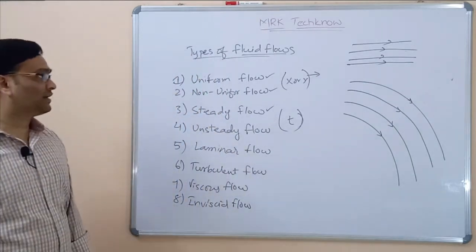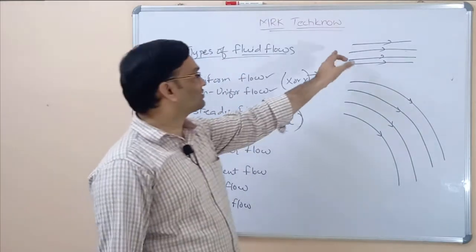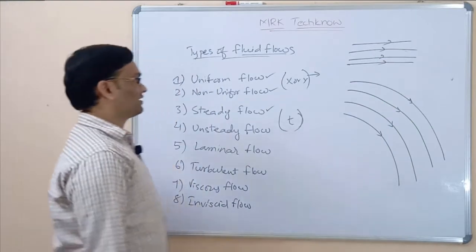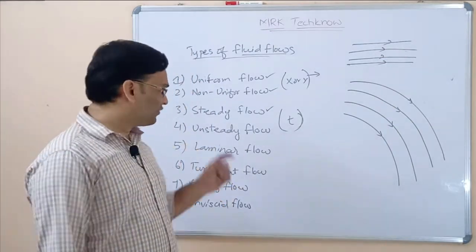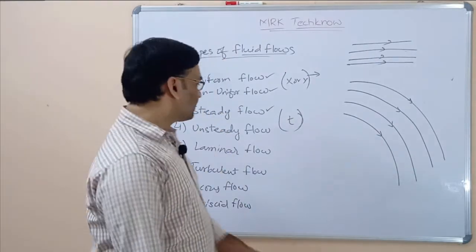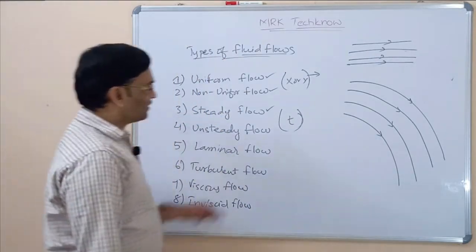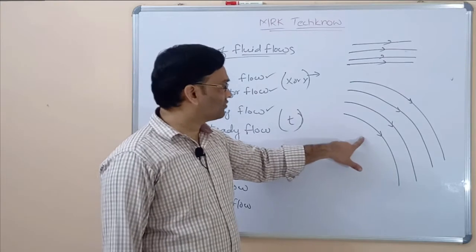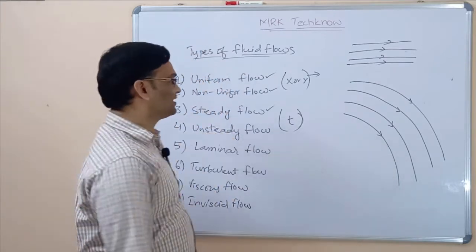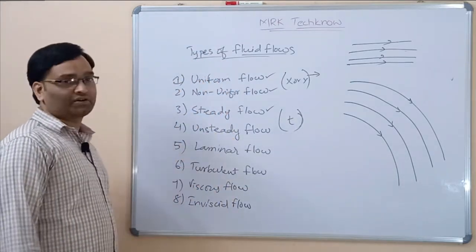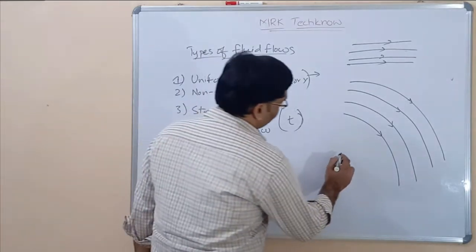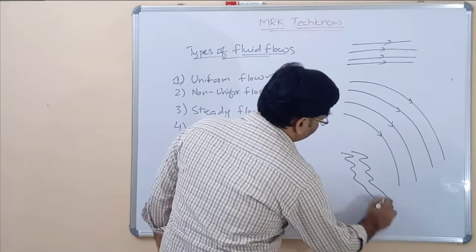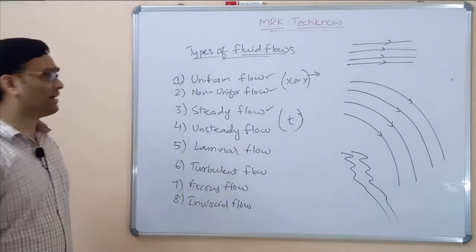So uniform flow by default will become a laminar flow, because it is in an orderly arranged manner. Any flow happening in an orderly arranged manner, if you can trace the path of the fluid molecules and they are perfectly orderly arranged, such a kind of flow is called laminar flow. And turbulent flow is one which is happening in an unorderly or zigzag manner.